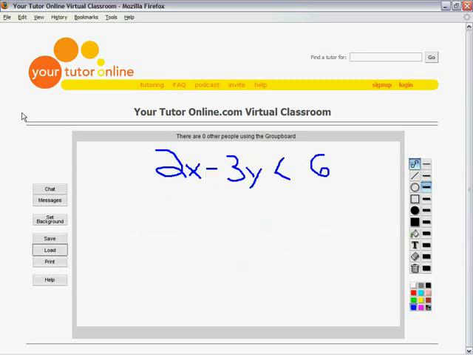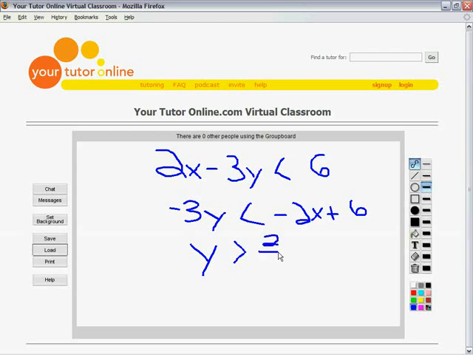Alright, let's go back to our example and put it into slope-intercept form. We're going to subtract 2x from both sides. That leaves us with -3y is less than -2x plus 6. Now we divide by -3 and we're left with y on this side. We need to flip our sign since we're dividing by a negative number, so now it's greater than. -2 divided by -3 is positive 2/3 x, and 6 divided by -3 is -2.